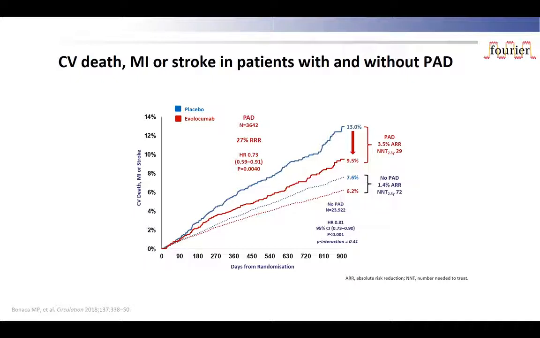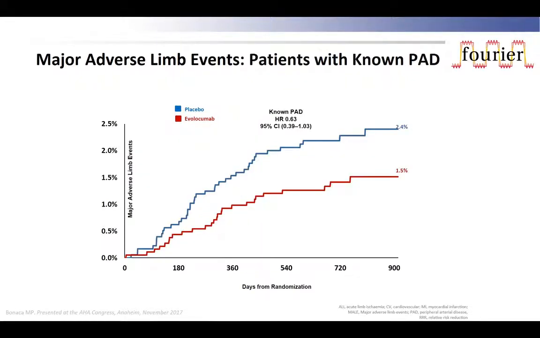Here it is, your major cardiovascular events split for peripheral arterial disease and no peripheral arterial disease. And you can see that a lot of the effect in the FOURIER study comes from treating these very severely atherosclerotic patients. And of course, it wasn't just a good effect in the heart, but it was also a very good effect in the limb, again, with decreased acute critical limb ischemia, interventions, and amputation.